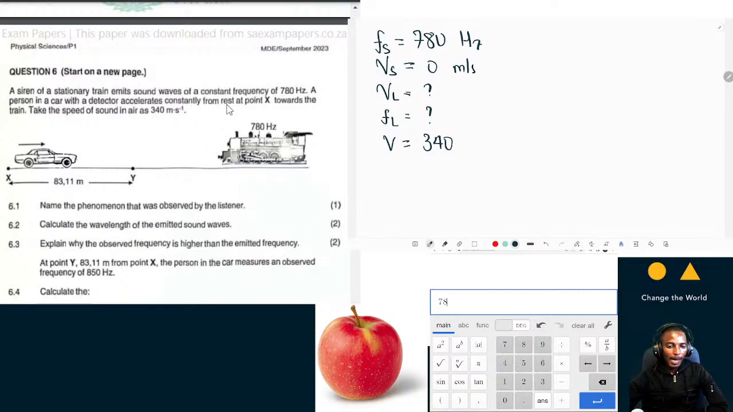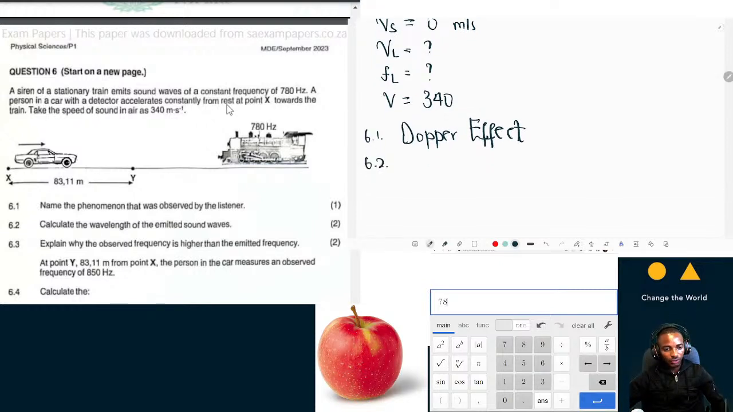Then name the phenomenon that was observed by the listener. This phenomenon is the Doppler effect. The Doppler effect is when there is an apparent change between the frequency detected and the one that was emitted, provided either the source or the listener is moving and the other one is stationary. This should be the Doppler effect because the detector is moving but the source is stationary.